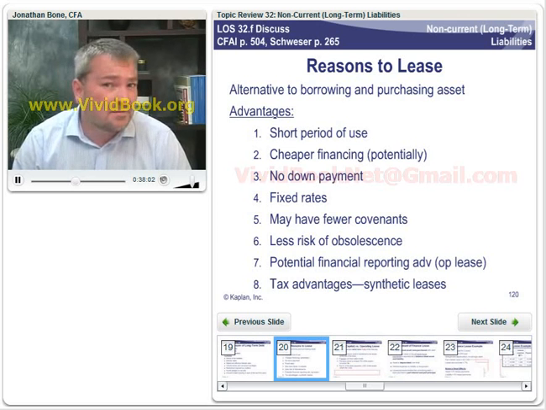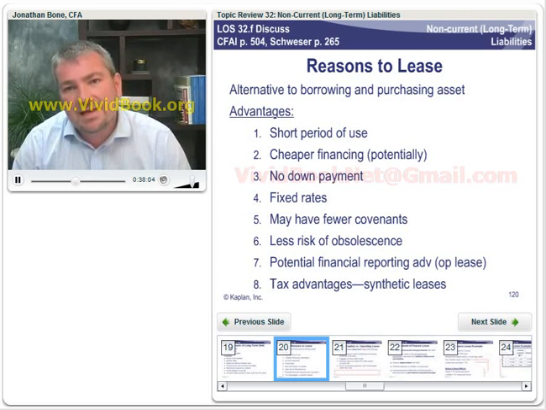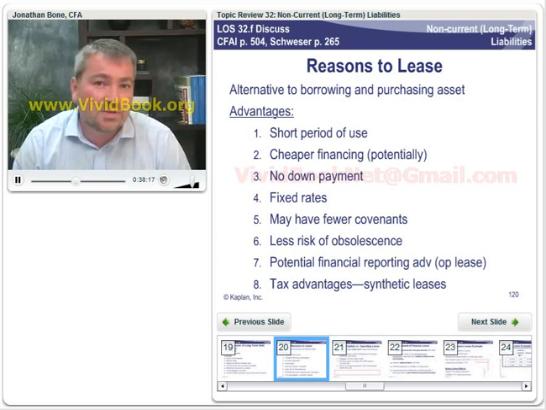Less risk of obsolescence. Well, this is talking about the asset itself. Ultimately, we don't own the underlying asset. So at the end of the period, it returns back to the lessor from the lessee. So it's the lessor's problem if the asset becomes obsolete, not the lessee's.